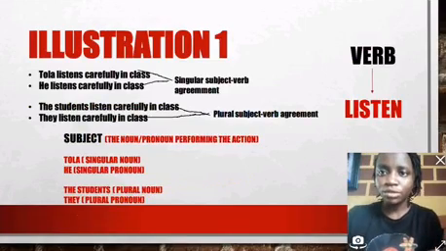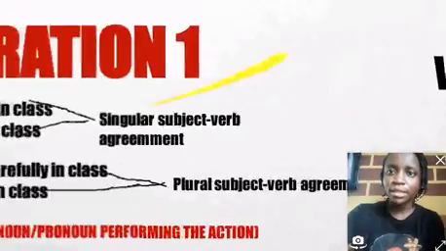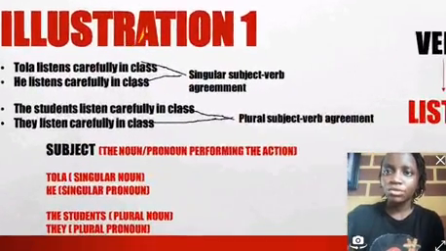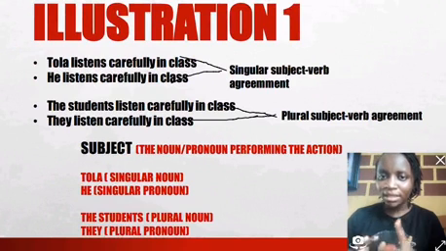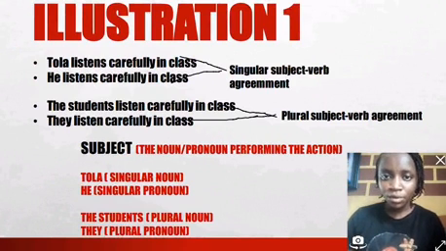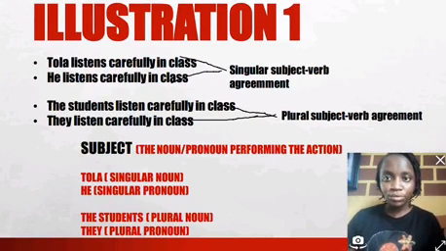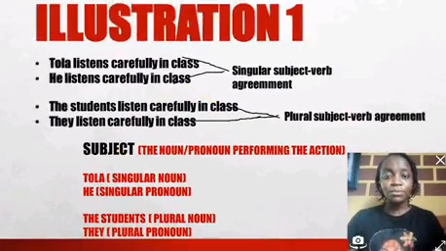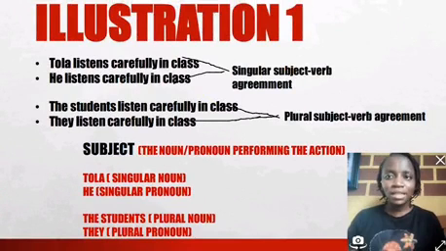Look at this illustration. The verb we're focusing on here is listen. Now, illustration 1. Tola, a singular subject. Let's take our minds back to what the subject of the sentence means. It simply means a noun or a pronoun that does what? That's performing the action, just like it's stated here. A noun or pronoun that is performing the action in a sentence. So now, Tola listens carefully in class.